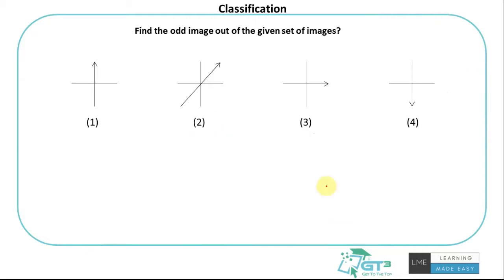The next type is the classification. You just have to figure out the odd one out, right? You might find some similarities between three out of these four. You just need to figure out which one is that odd one, which has no relevance or similarity with the remaining three. So what am I seeing here?